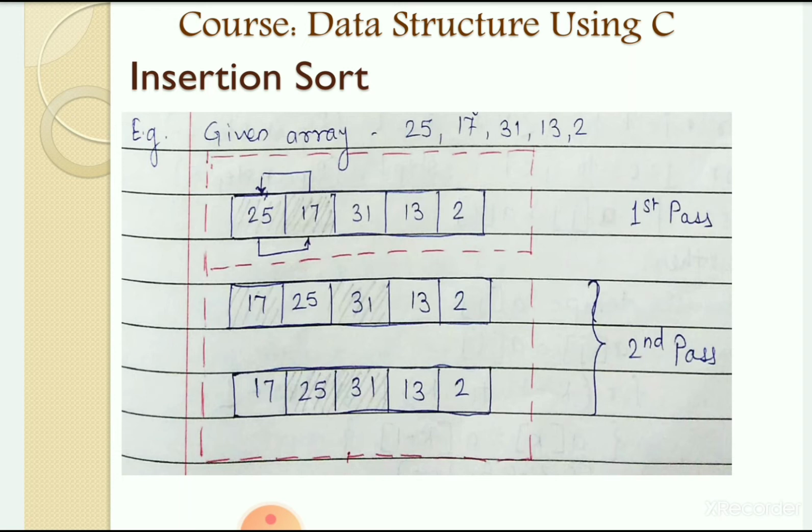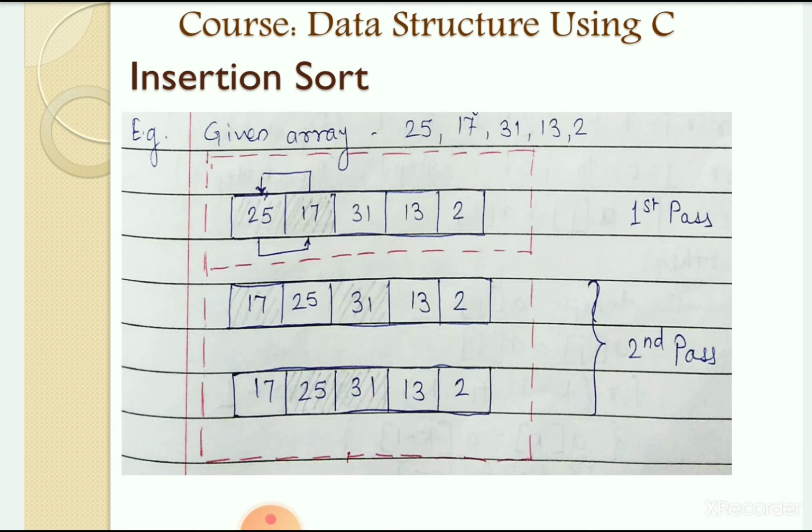25 is greater. So what you will do, you have to store that 17 in some variable. You have to shift the 25 to the first position. Okay. When we are shifting, the 0th place is blank, and at that point you have to add the 17 to the 0th position. So after the first pass, you will get the values like 17, 25, 31, 13 and 2.